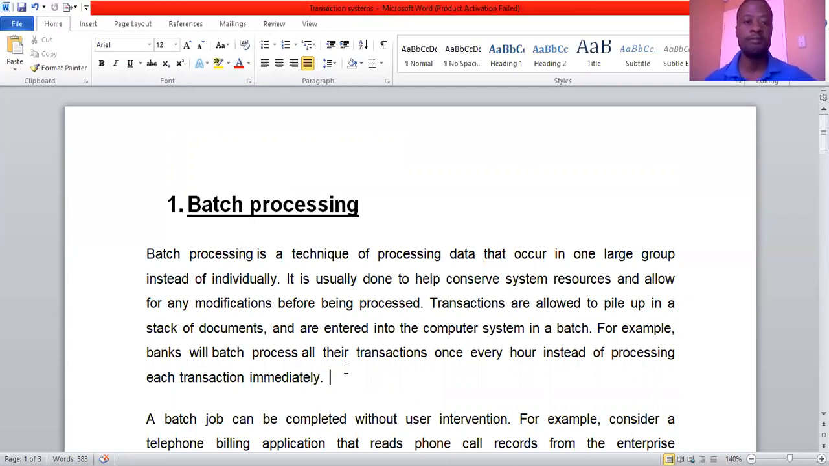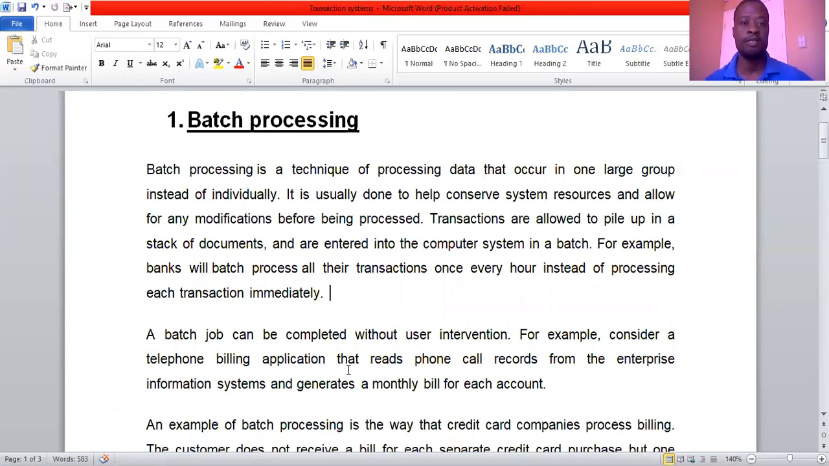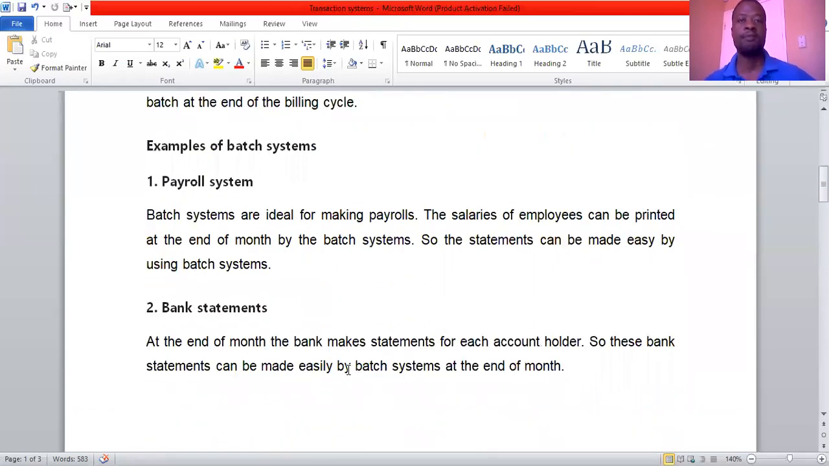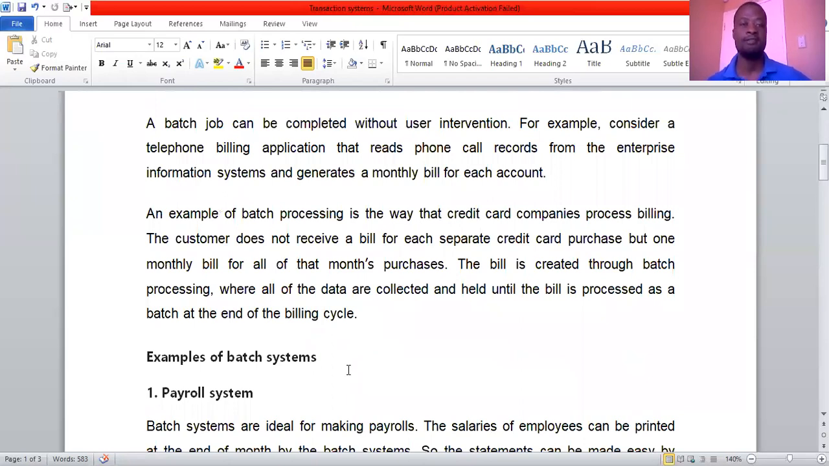So we'll be looking at the difference between the two processing systems, and then we also look at the advantages and disadvantages of each of these two systems. Remember, in any choice that you are going for, you'll definitely find advantages and disadvantages. So it's better to look at the advantages and disadvantages of each and every action or decision that you're taking, for instance when you're choosing any of these processing systems.